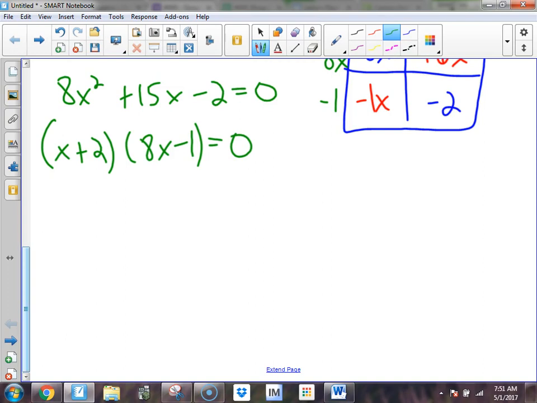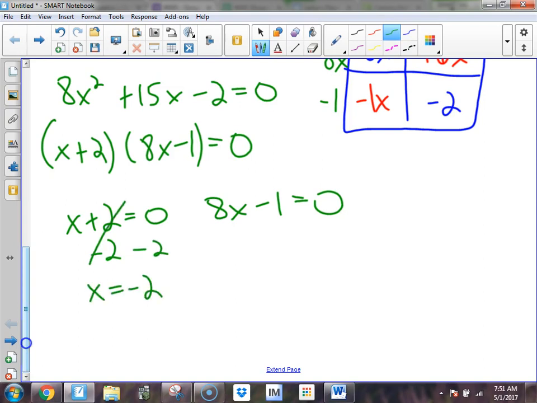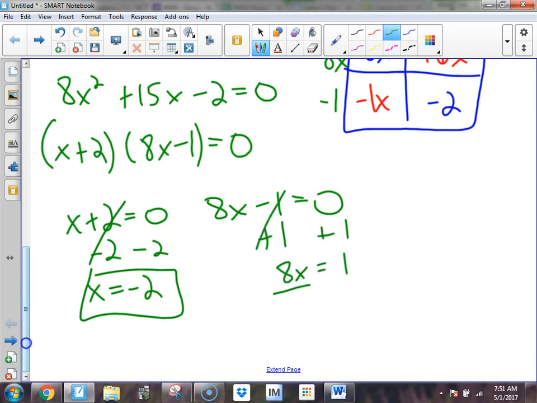Okay, again, I'm solving, not just factoring, so I need to set them both equal to 0 and solve. So x plus 2 equals 0, 8x minus 1 equals 0. Subtract 2 to both sides. I get negative 2. Add 1. Divide by 8. 1/8.